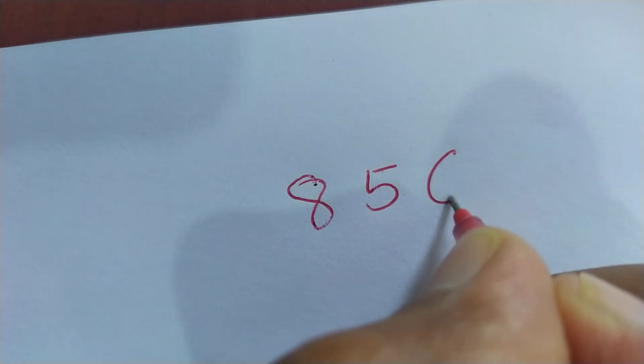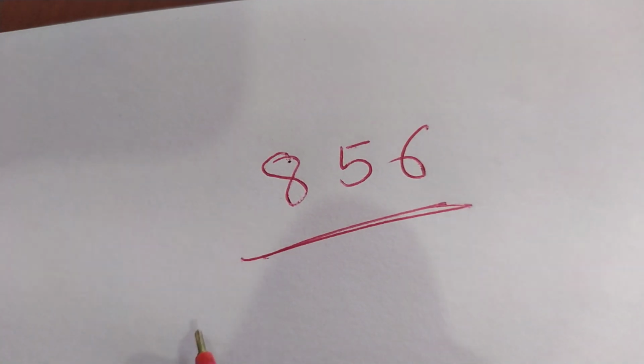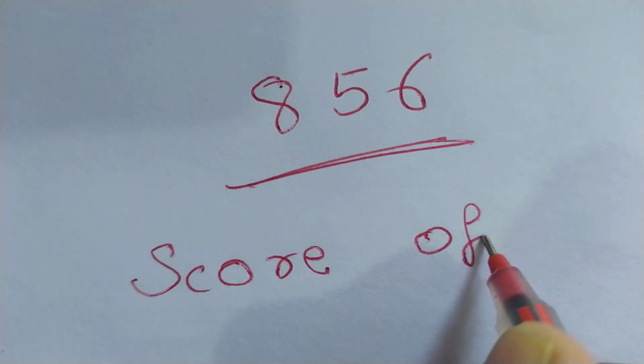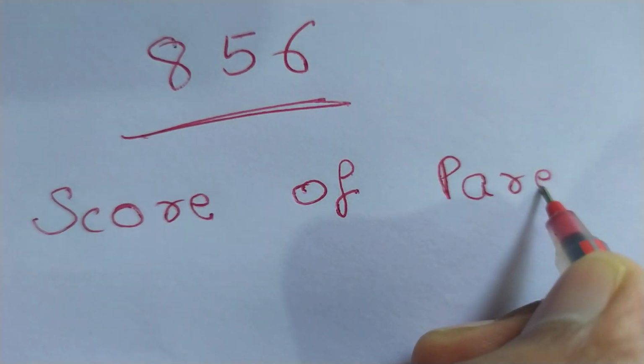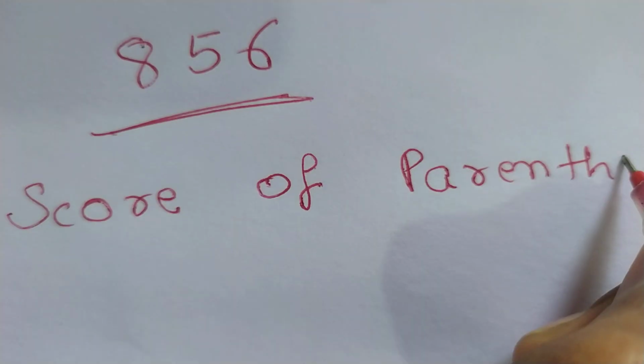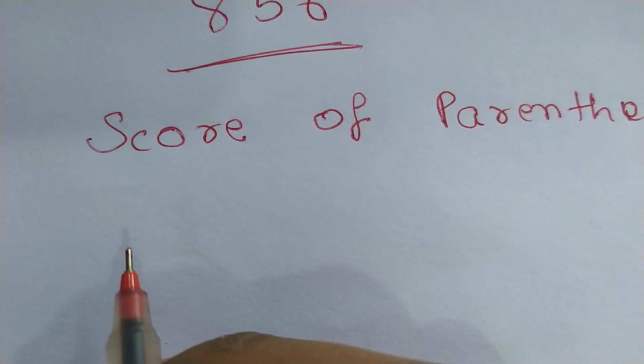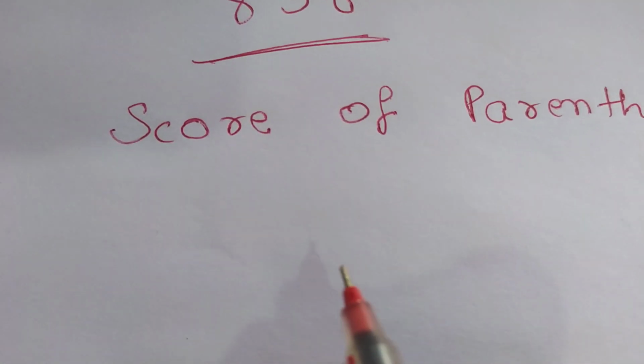Today we are going to discuss LeetCode problem number 856, score of parentheses. In this we will be given a string, a valid parenthesis string, and we need to calculate the score.